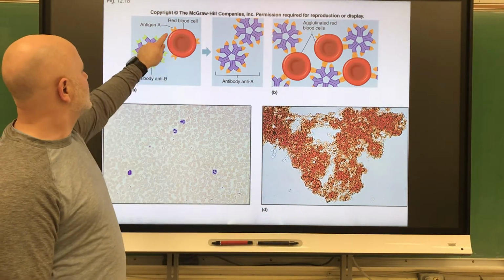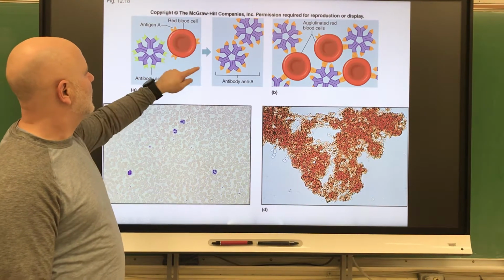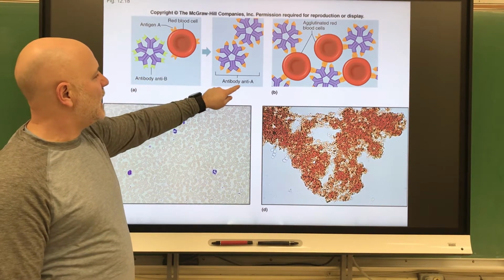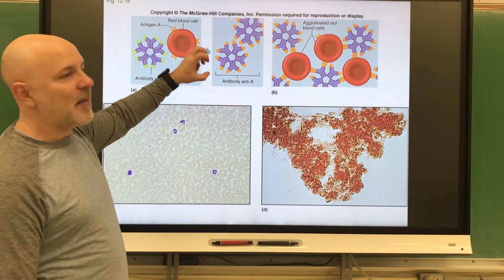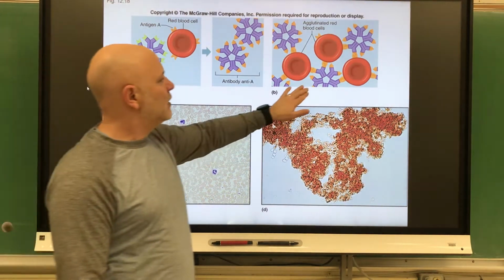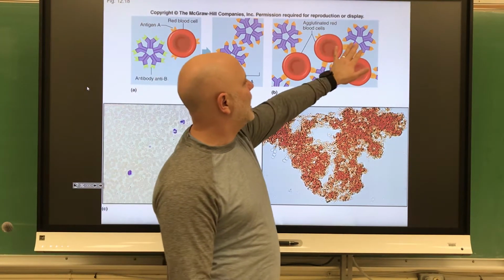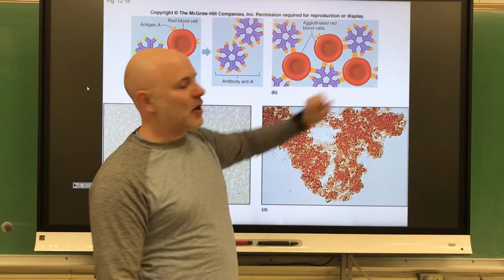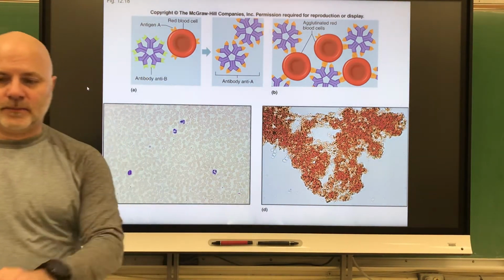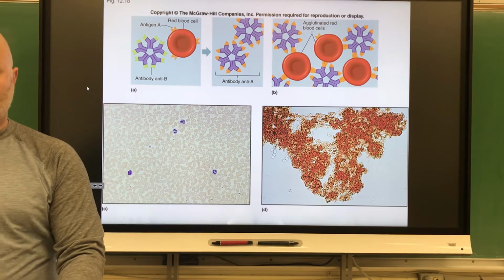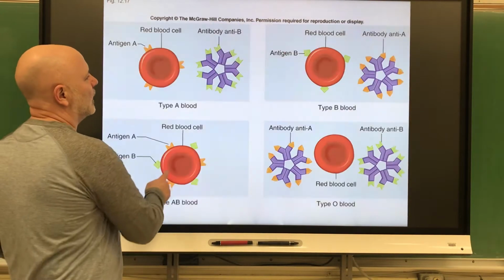All right, so this is showing antigens here. This is an anti-A antibody, and it's going to grab onto that antigen. And as you can see, these antibodies are grabbing onto antigens on different cells, and that causes that clumping to occur. All right, so let's first look at the ABO blood group.